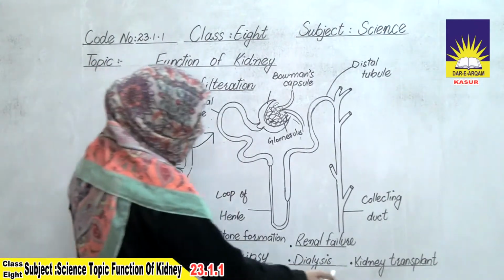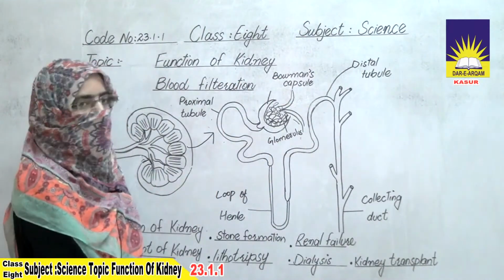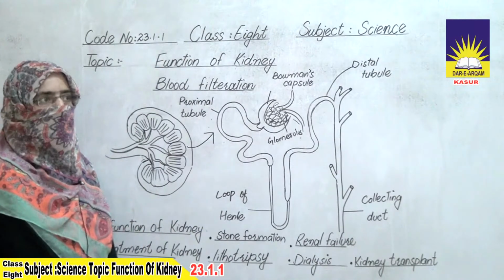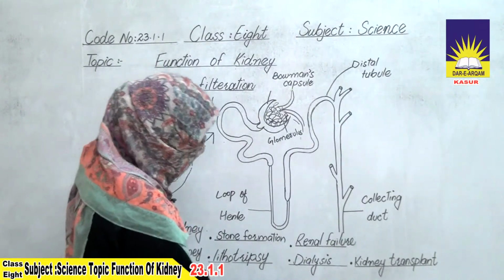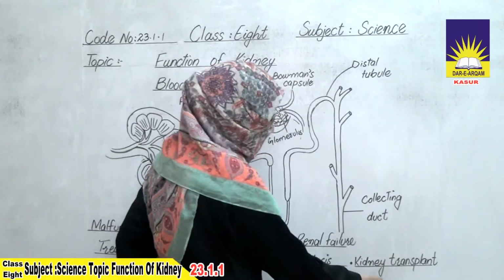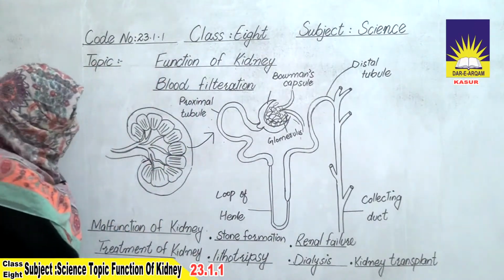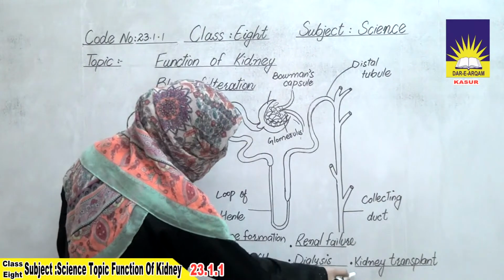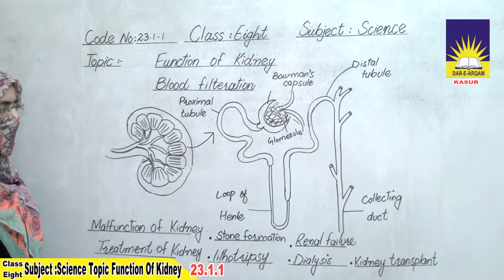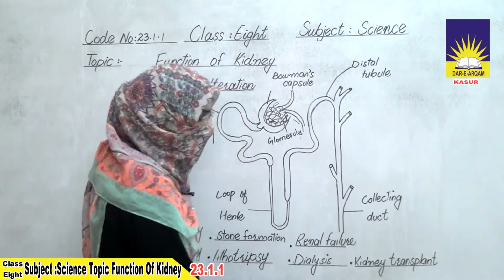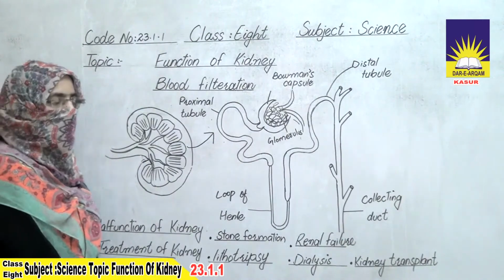The third treatment of the kidney is kidney transplant. In kidney transplant, we transplant the kidney of a healthy person into a person whose kidney cannot work properly. The kidney of the person whose kidney works well can be transplanted into the other person.